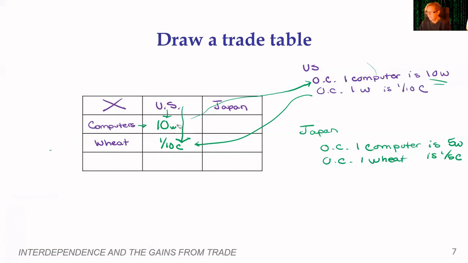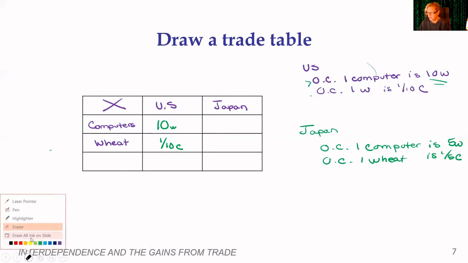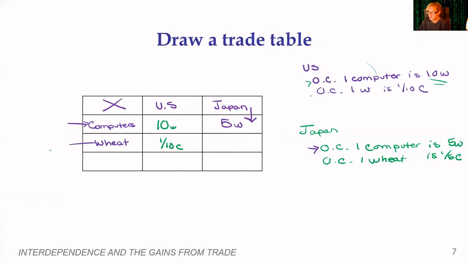Okay. Now, just again, going to clean this up just a bit. And now I want to move my focus over to Japan. Okay. So now, every time I produce 1 computer in Japan, what do I give up? Every time I produce 1 computer in Japan, I give up 5 wheat. So I'm going to put a 5 right there. And then every time I produce 1 wheat in Japan, how many computers do I give up? I give up 1/5 of a computer.